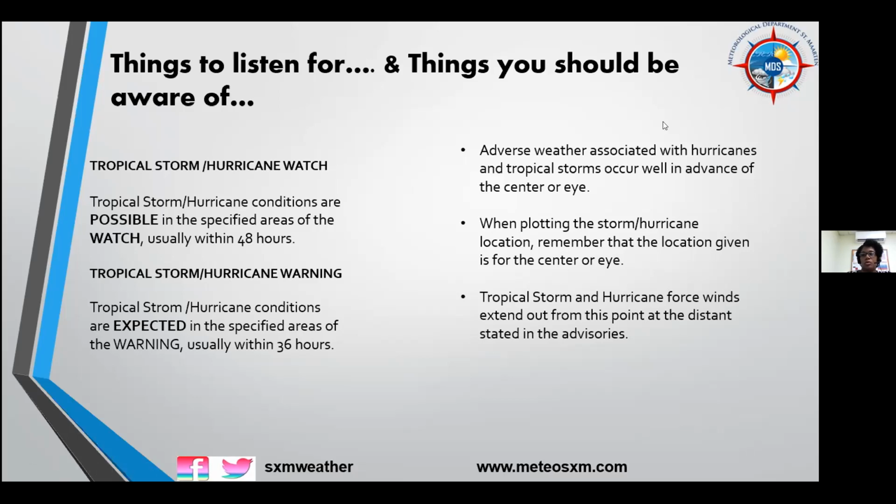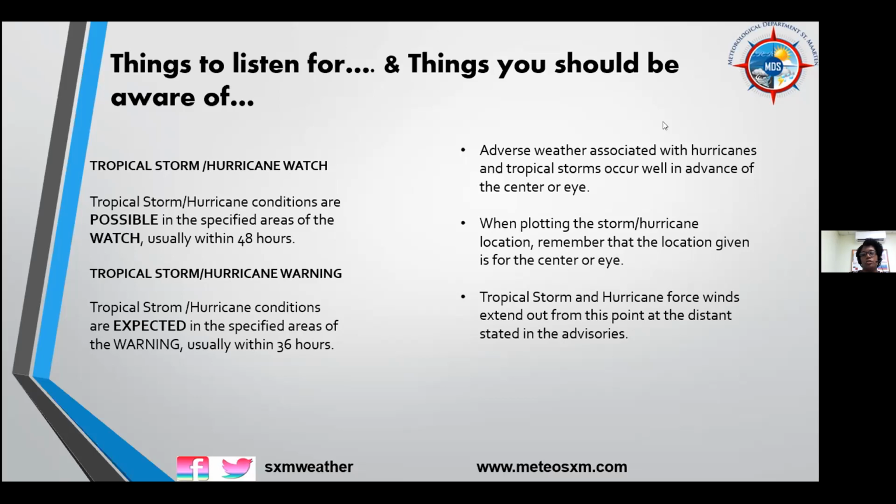Other things to consider is adverse weather conditions for hurricanes and storms can occur well in advance of the eye. It may be a few hundred miles away from your island, and then you start getting effects because the storm or the hurricane is very wide, and you have the rain bands that we spoke about reaching your island way before the eye. When you are plotting a hurricane or storm, it is just the center. When you hear the coordinates, it's just the center that you are talking about. You have to remember that the storm or the hurricane is much wider than that.